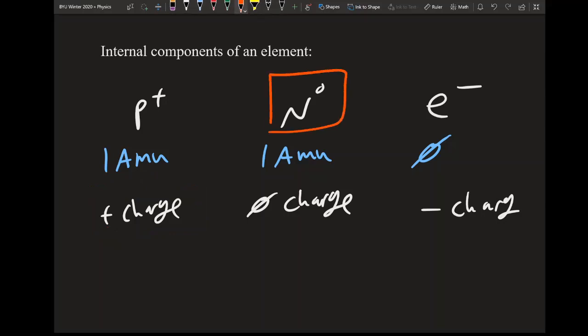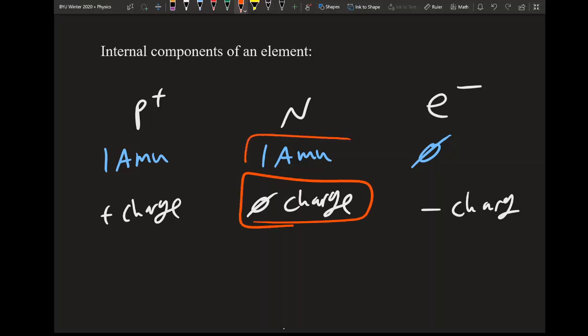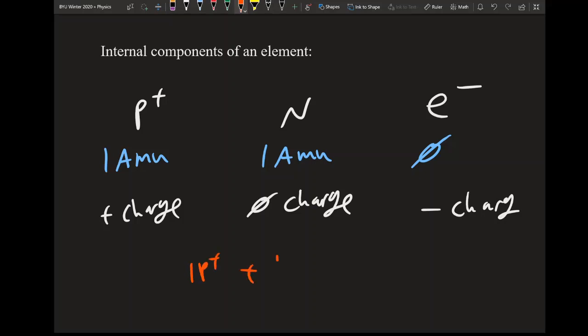Neutrons, or N, the N naught is maybe not useful, right? You can just say N if you want. Has no charge, has 1 AMU. That's basically what's important. So if you had 1 proton plus 1 neutron, you'd have 2 atomic mass units, which is what AMU stands for.